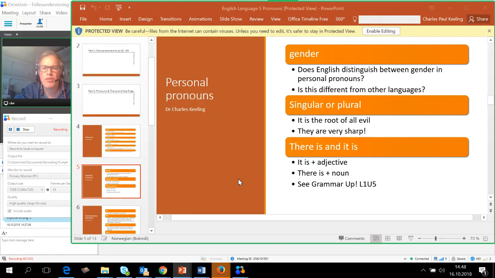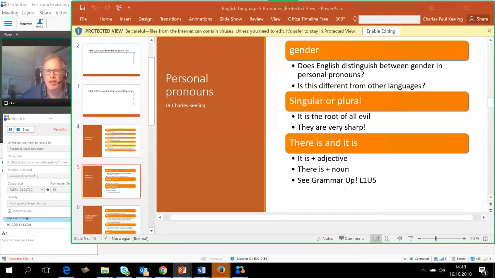Which leads to some of the issues we've had with making sure that we have SVA, subject-verb agreement. You can see here it is the root of all evil, and they're very sharp. Here we have it is singular, the root of all evil, and they are very sharp in plural. We've also had issues with there is and it is.